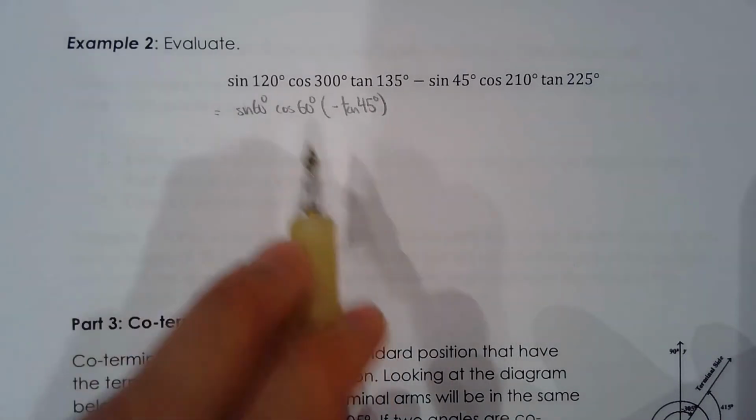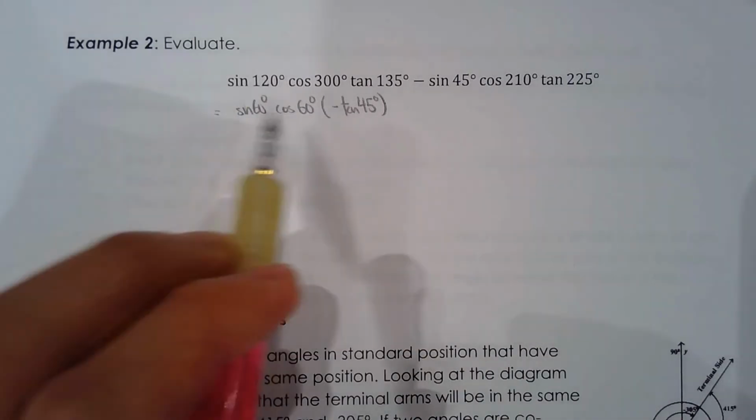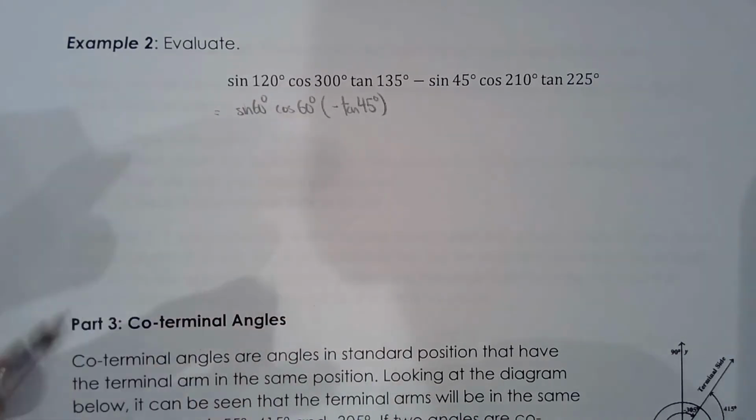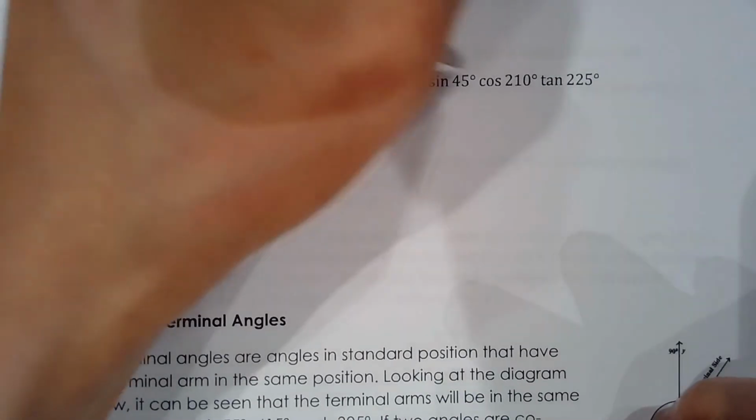Some students like to push it into the first quadrant, while other students just jump straight into the answer. Like they just figure out sine 120 right off the bat. So it's up to you what you prefer. Sine 45 degrees, I'm going to leave that alone.